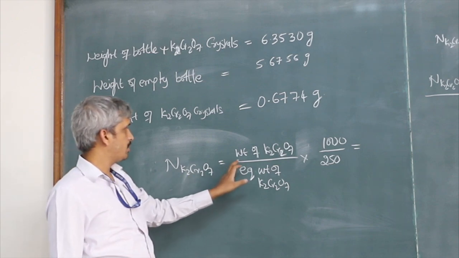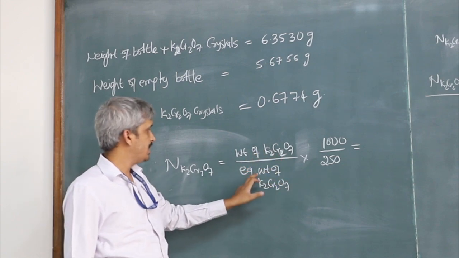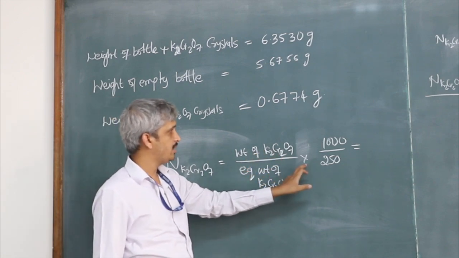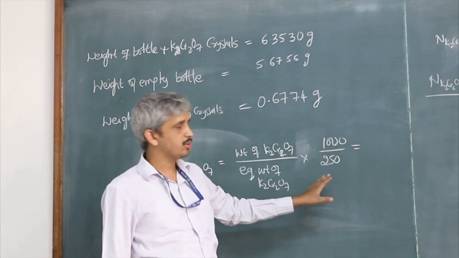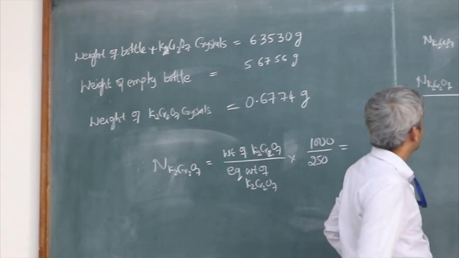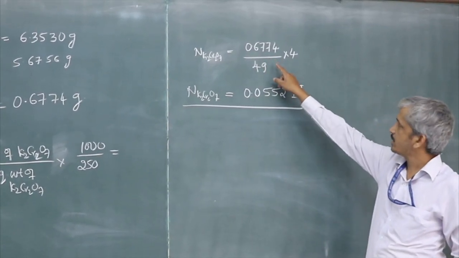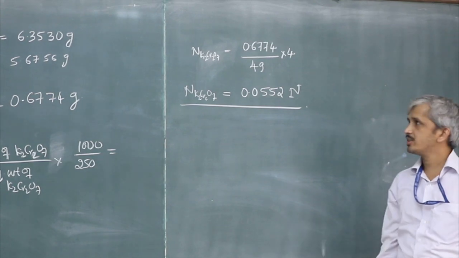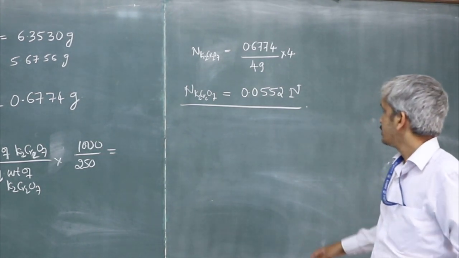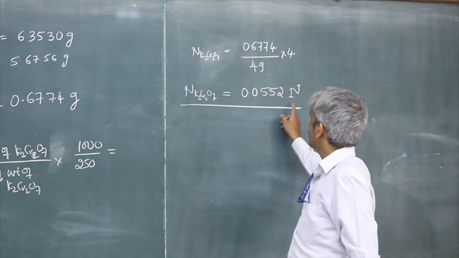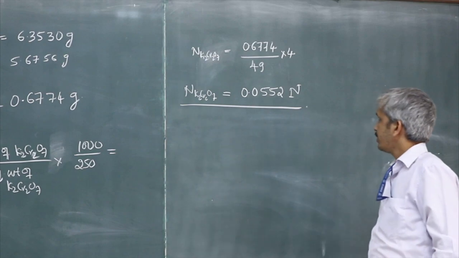So this is the amount of potassium dichromate transferred inside the standard flask, and therefore the normality of potassium dichromate is equal to the weight of the dichromate transferred inside divided by the equivalent weight of potassium dichromate, into 1000 divided by 250, because we prepared the solution in a 250 ml standard flask. And so if you substitute the weight of the potassium dichromate transferred, that is 0.6764 gram, and the equivalent weight of potassium dichromate is 49, the normality of the solution we prepared today turns out to be 0.0552 normal.